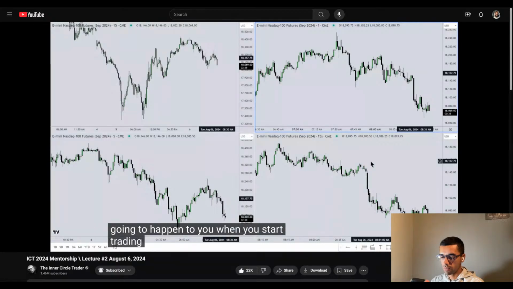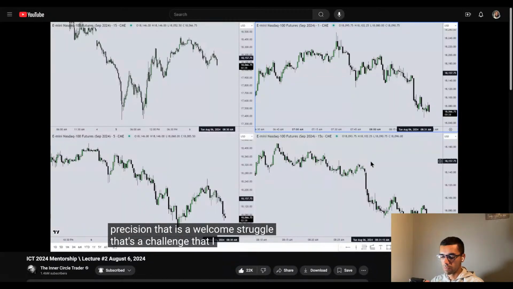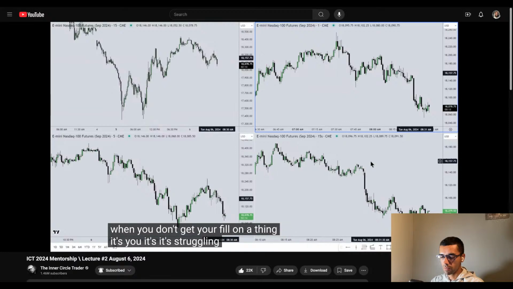When you start trading, you're going to have limit orders that don't get filled because we're using such a degree of precision. That is a welcome struggle. That's a challenge that I enjoy having, and you're going to learn to have that mindset as well. Whereas right now, if you don't have a whole degree of importance placed around precision, when you don't get your fill on a trade, it's a struggling point for you to wrestle with. Why did that thing take off without me? I'm never going to get another move. This is the only move I'm ever going to capture, and I missed it. That's what you think. That's what you feel.